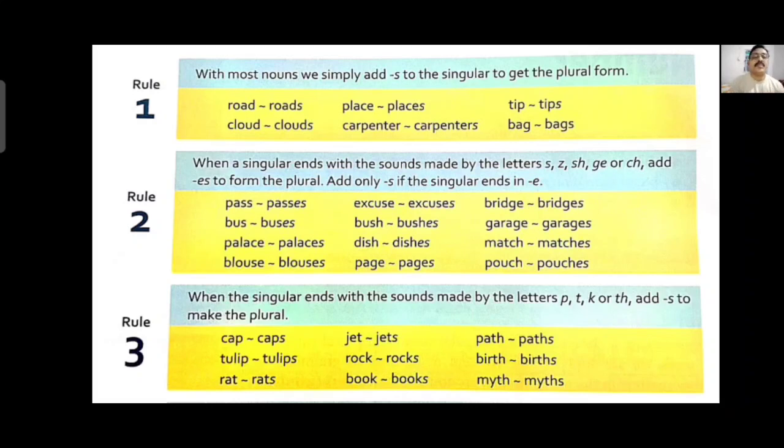Now rule number 2. We add ES to the word that ends with sh, ch, x, o, ss, and they change from singular to plural. How is it? You can see here pass ends with ss. Plural will be passes, ES. Bus ends with s, then it will be buses. Palace, palaces.